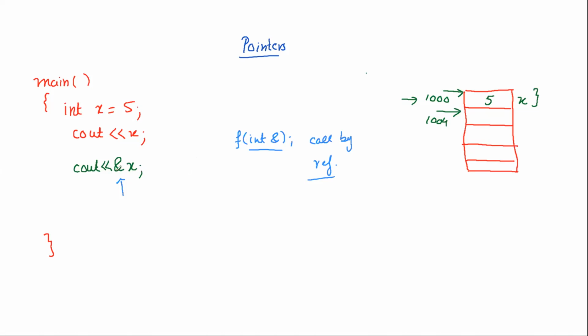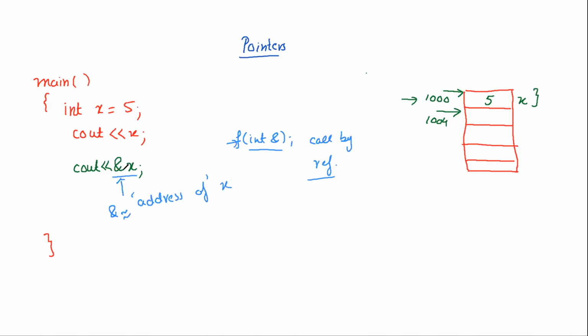If this symbol ampersand appears with a variable in a statement, not in a function prototype like here, then you have to read this symbol as address of. This is how you read it. Whenever you see this symbol with a variable, you read it as address of. So now what we have written here is this symbol and x. If you read it, it becomes address of x.